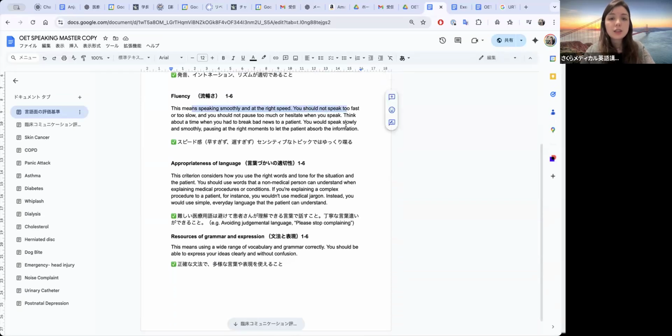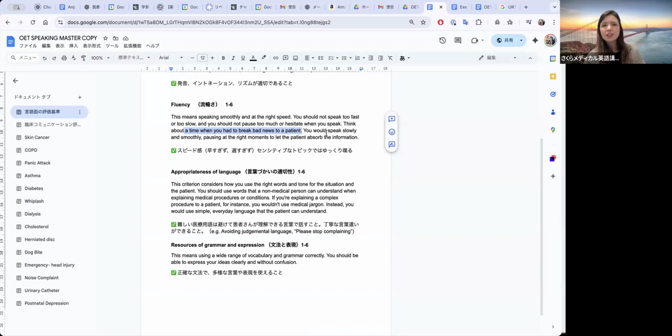Fluency. So this is about speaking smoothly and at the right speed. Don't speak too fast or too slow. You should not pause too much or hesitate when you speak. Think about a time when you had to break bad news to a patient. You would speak slowly and smoothly, pausing at the right moments to let the patient absorb the information. So yeah, it's not being too fast, not being too slow, being fluent.